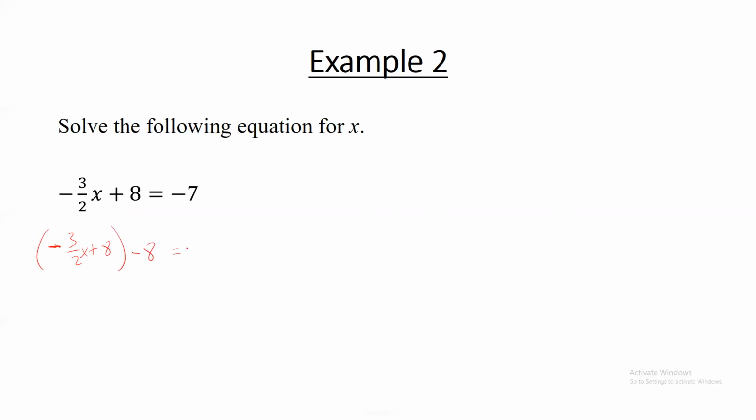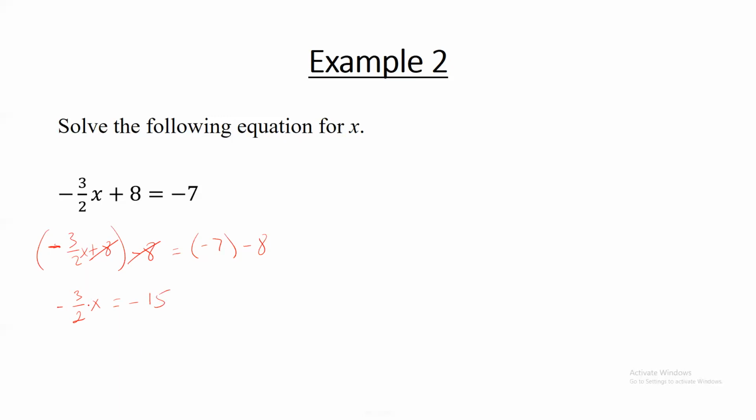We will subtract 8 and equals negative 7 minus 8. We will subtract 8 from the right side, right? We subtract 8 from both sides. The plus and minus 8s cancel, leaving us negative 3/2x equals negative 7 minus 8, which is negative 15.